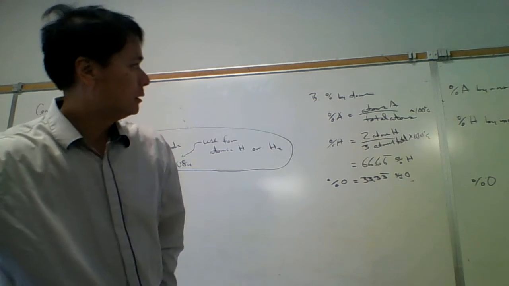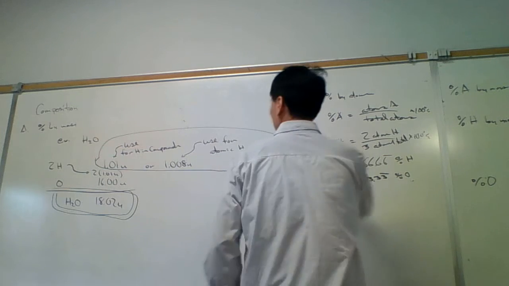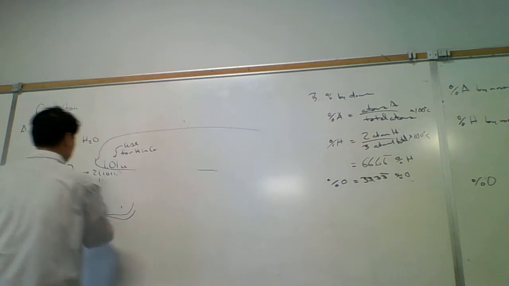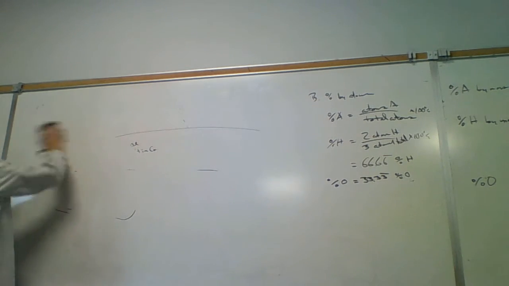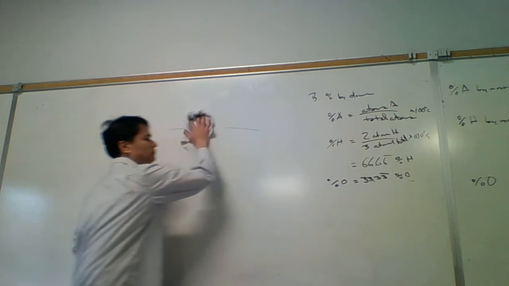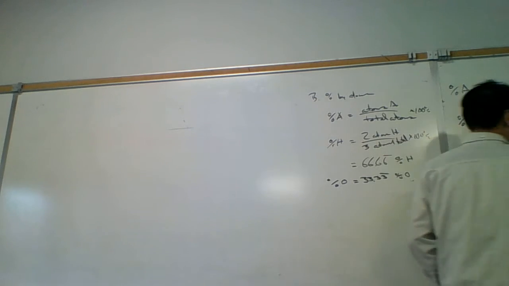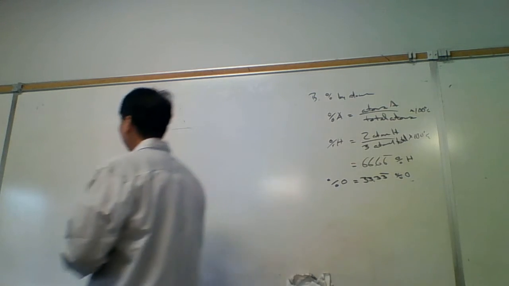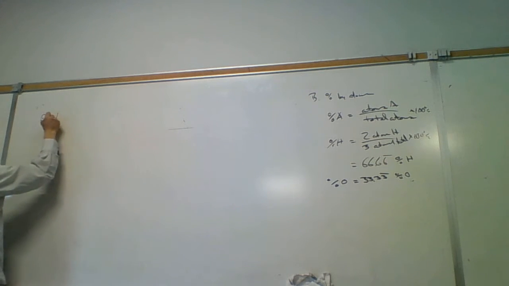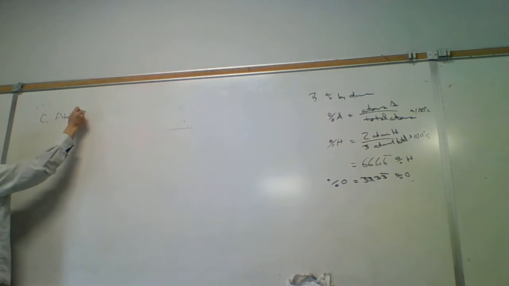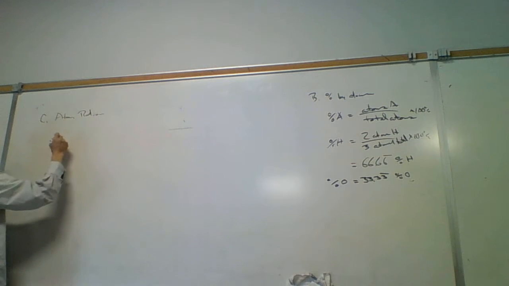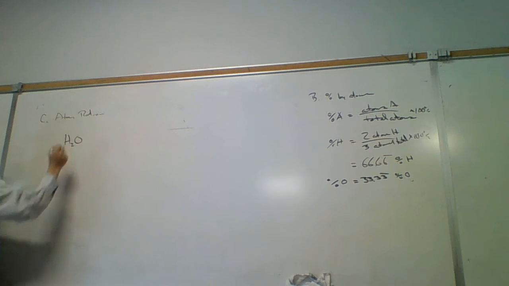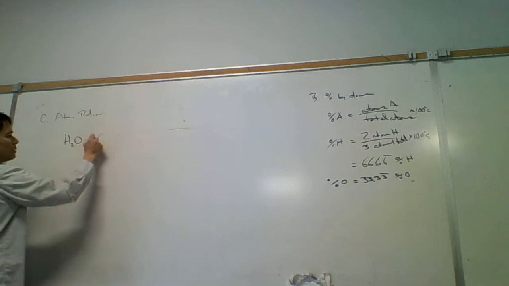Rather than doing percent by atom, we do atom ratios. The atom ratios are the formula. See, atom ratio. You know, 2 parts of hydrogen, 2 atoms of hydrogen for every oxygen. So we call this the chemical formula.